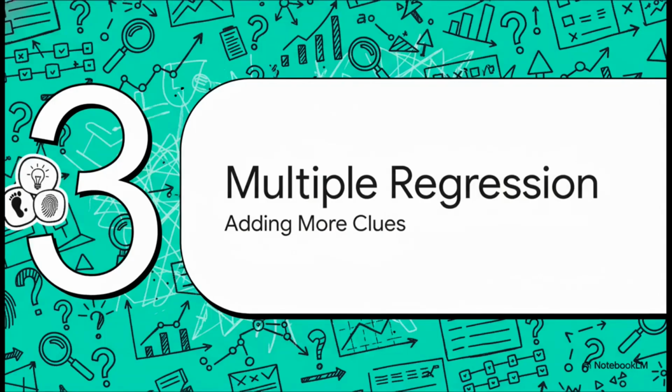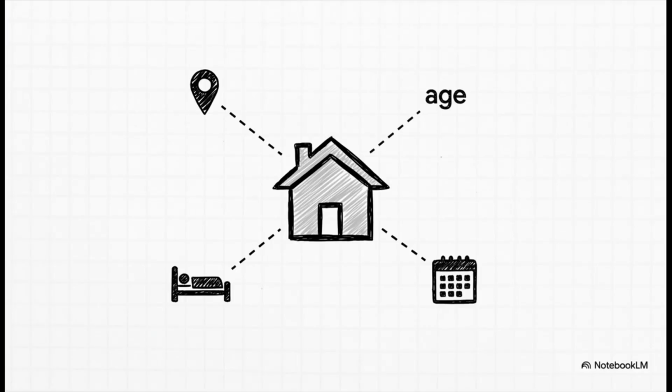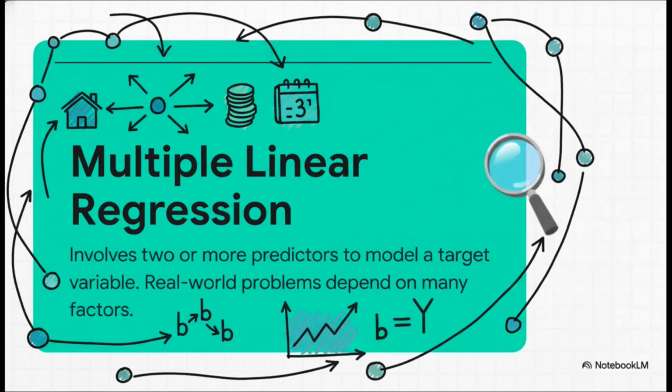But of course, the real world is almost never that simple, is it? One clue is a great place to start, but you know what? More clues are almost always better. And this is where things get a lot more sophisticated and way more powerful. I mean, a house's price isn't just about its size, right? Think about it. A tiny apartment in a perfect downtown location could easily be worth more than a huge house out in the suburbs. The number of bedrooms, the age of the house, these are all super important clues that we were leaving on the table. And that brings us to multiple linear regression.